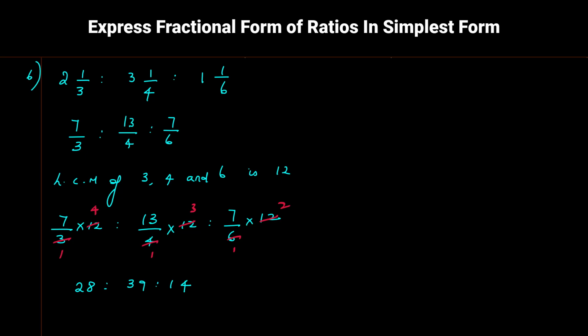Once again, please check if all the three numbers can be reduced further. In this case, it cannot be reduced because they do not have any common factor. So our final answer is 28 is to 39 is to 14. So this is the simplest form for the above mixed fraction. I hope you understood how to express fractional form of ratios in simplest form.